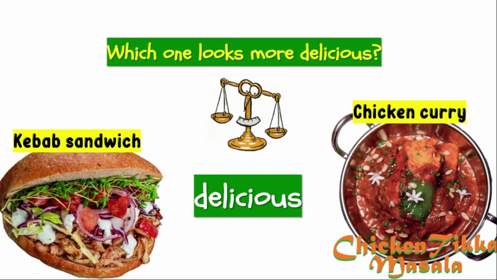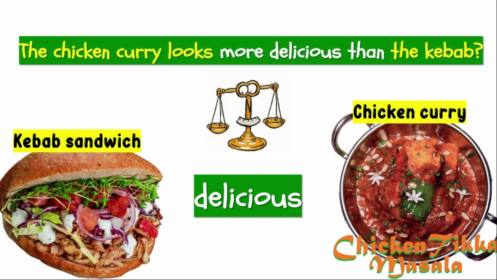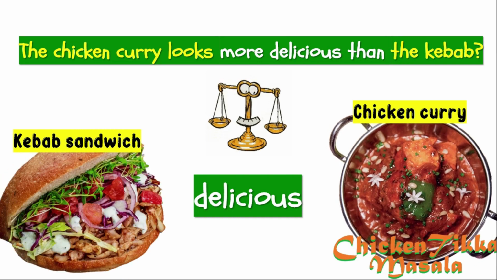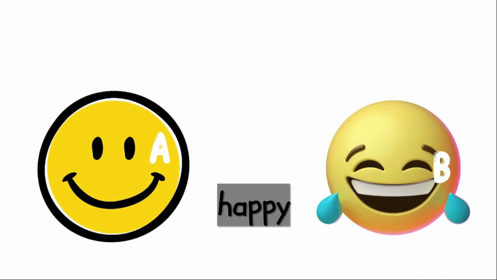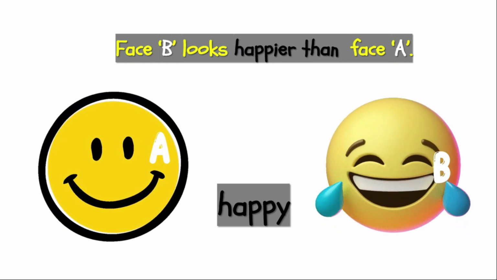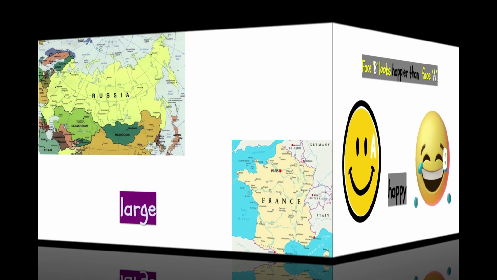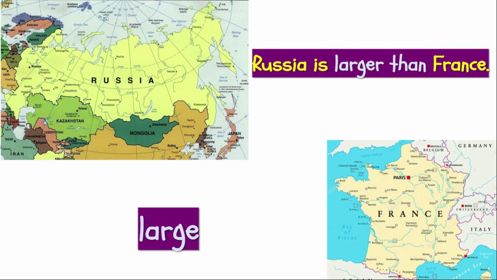Which one looks more delicious? Well, I think the chicken curry looks more delicious than the kebab. Happy. These two faces are happy. However, we can say face B looks happier than face A. We can use the adjective large and compare Russia and France and say Russia is larger than France.